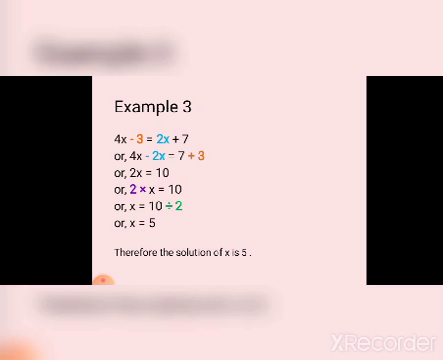So 4x minus 2x is equal to 7 plus 3. So 4x minus 2x, which means 2x, equals to 7 plus 3, which means 10. Again we will proceed with the same process, that is x equals to 5. So the final answer is, the solution of x is 5.